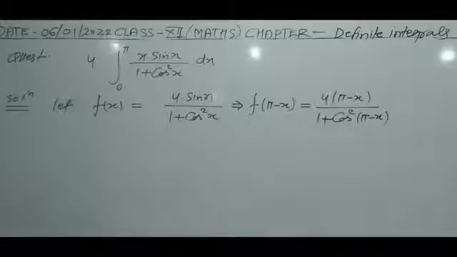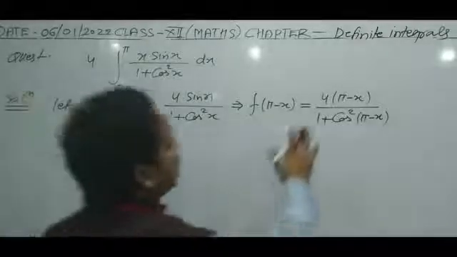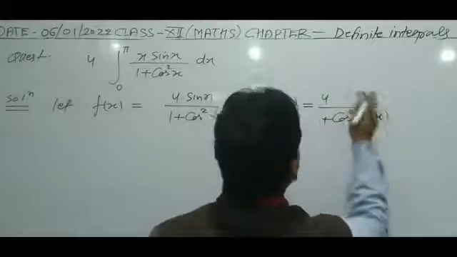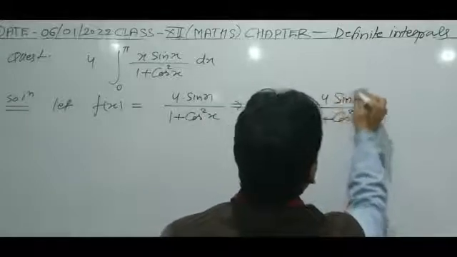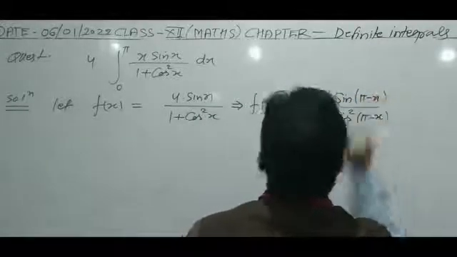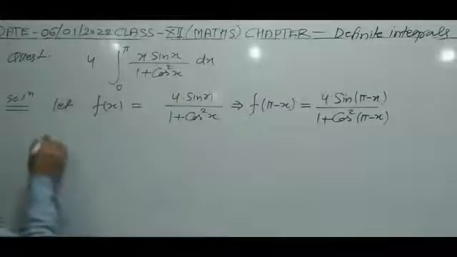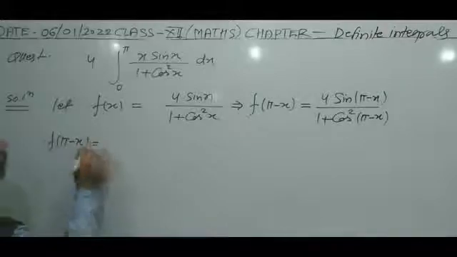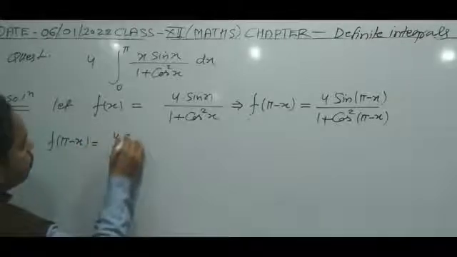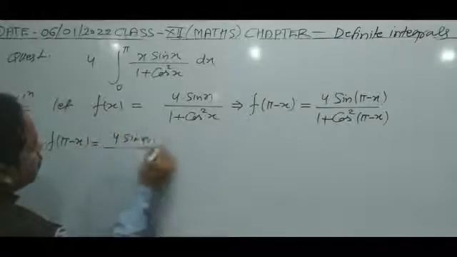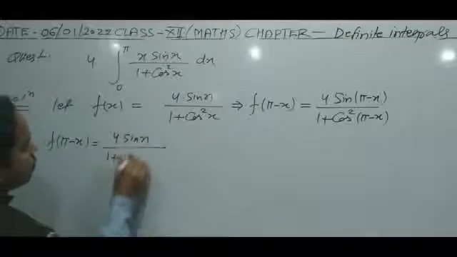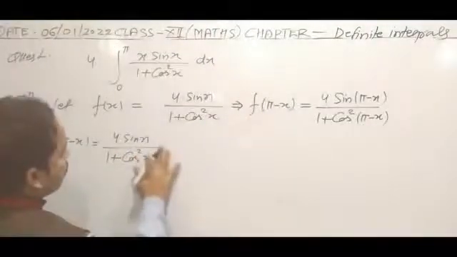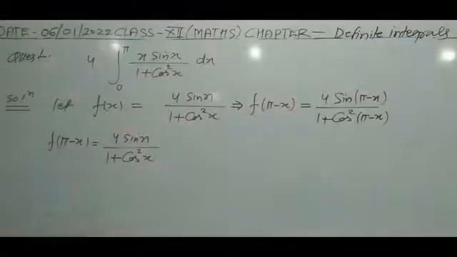After solving, this result is sine of pi minus x. So f of pi minus x, the result we can write, is 4 times sin x whole upon 1 plus cos square x.